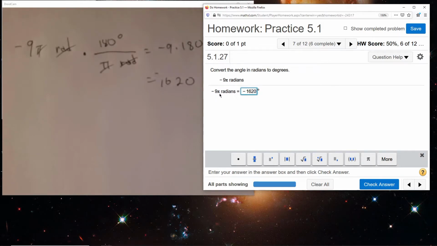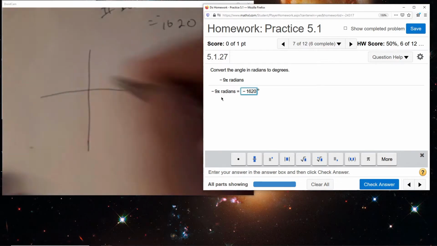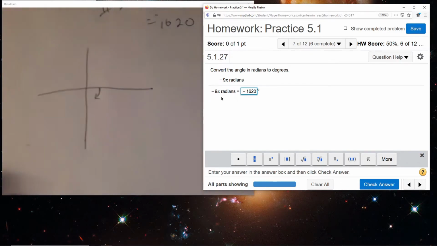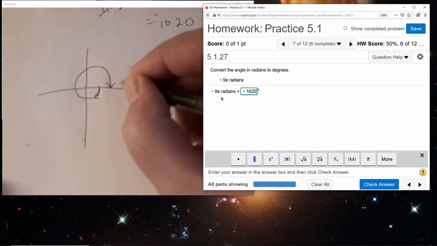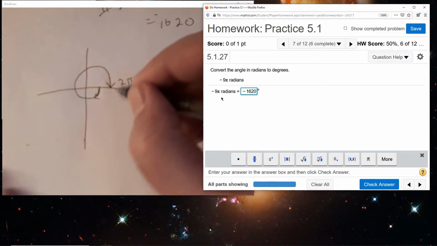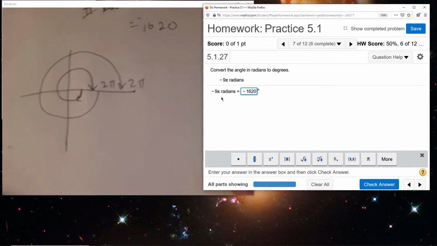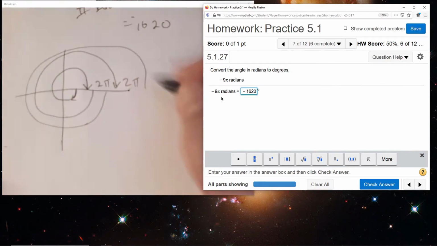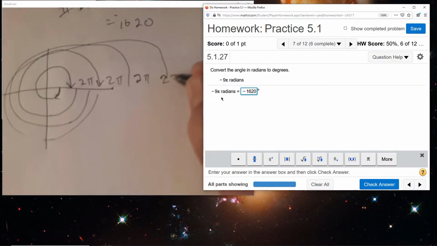So minus 9 pi radians. How many revolutions is that? So minus means rotating clockwise. So here is one, this would be 2 pi. 1 revolution is 2 pi. We'll go another revolution, which is another 2 pi. So that's 4 pi. We'd have to go again to get another 2 pi. So that's 6 pi. And then again to get 8 pi.